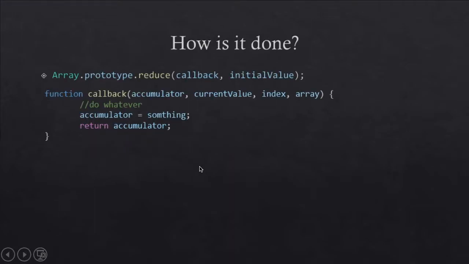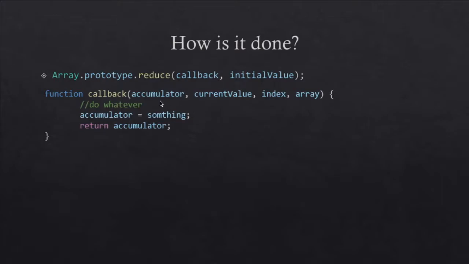Yeah. So this is how it's done. So you replace the array.prototype with the actual array. And as I mentioned earlier, it takes in two values. So first will be the callback. So this is my rough version of the callback function. So the first two are compulsory, and the index in an array is optional.